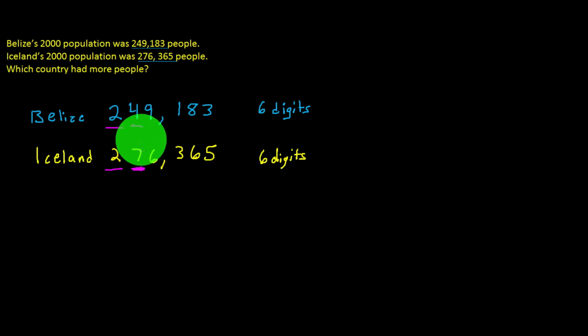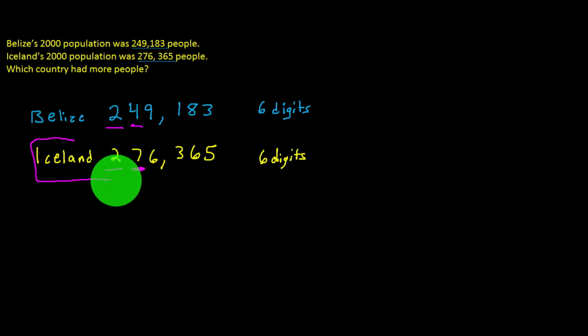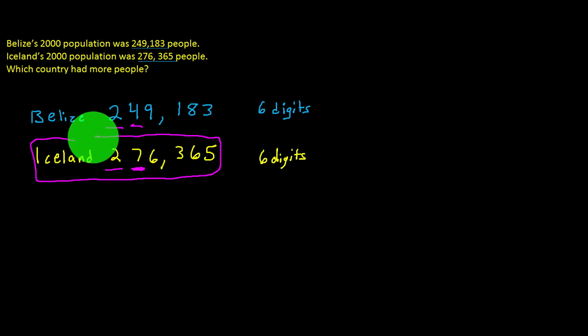And it happens to be, in this case, that I found one. 7 is larger than 4, so Iceland has a larger population. So Iceland is a bigger number, and I'm going to box that up. So 276,365 is larger than 249,183.